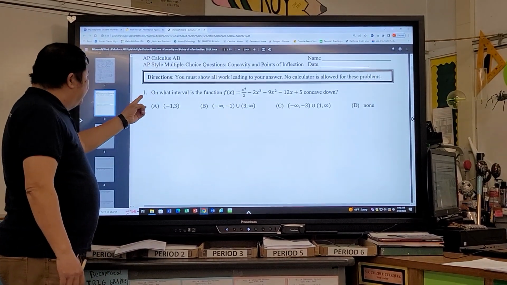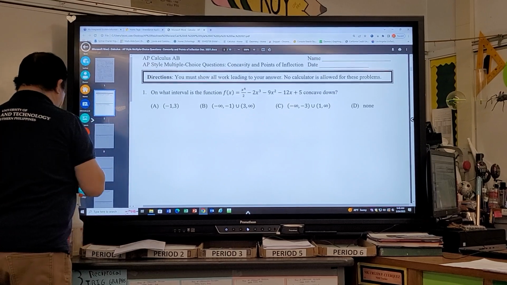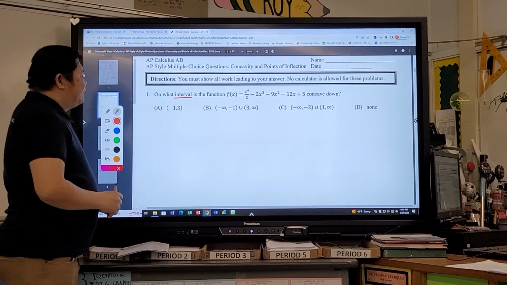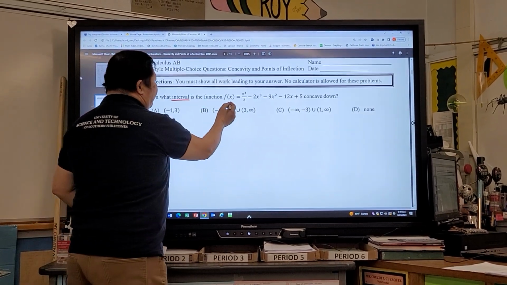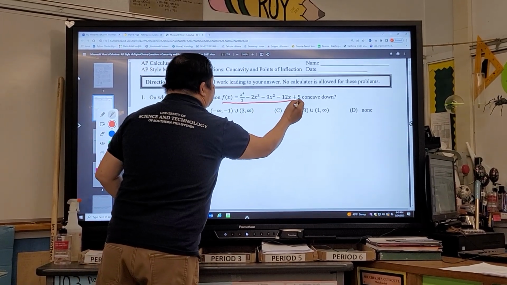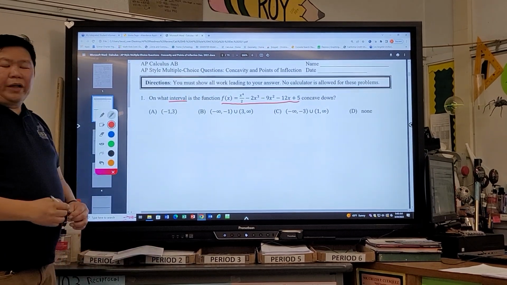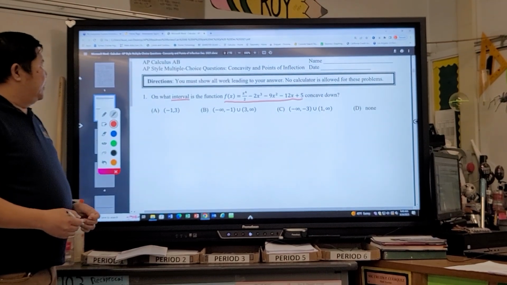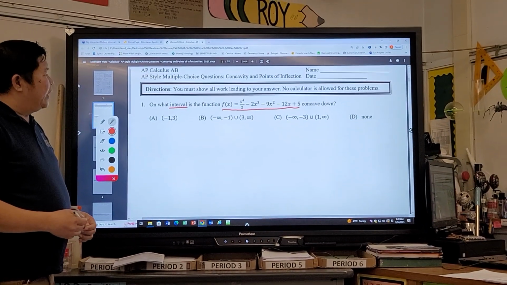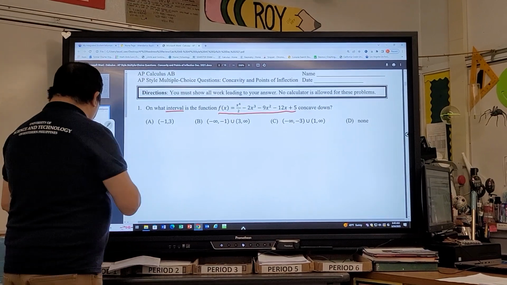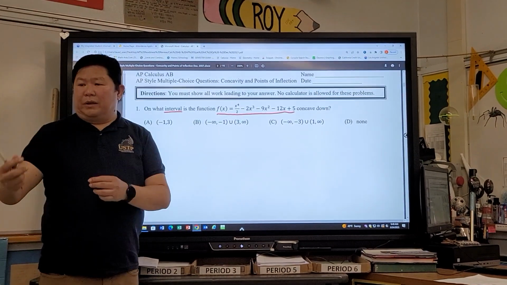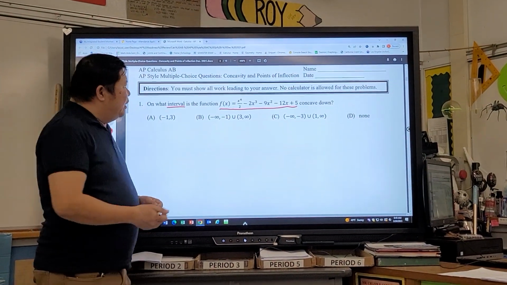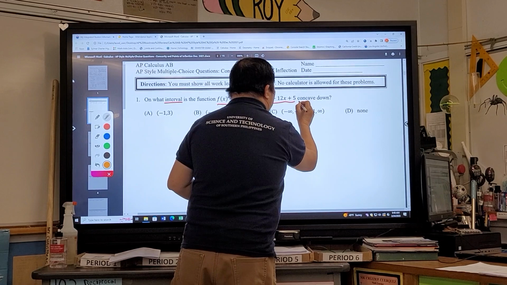So problem 1, on what interval is the function, so this is the given function f of x, equal to x to the power of 4 over 2 minus 2x cubed minus 9x squared minus 12x plus 5. And I need you to highlight, you need to highlight concave down.